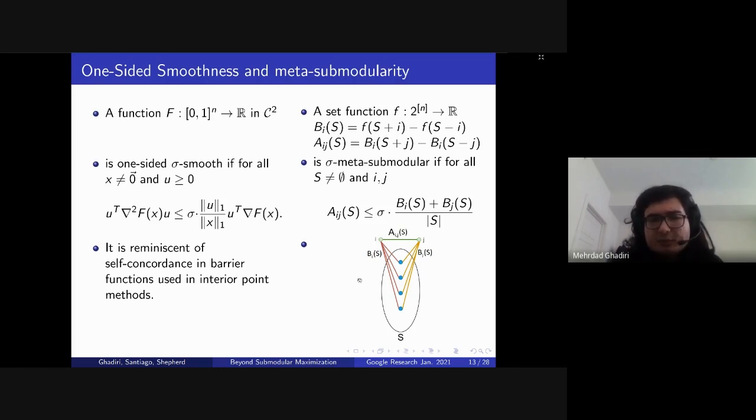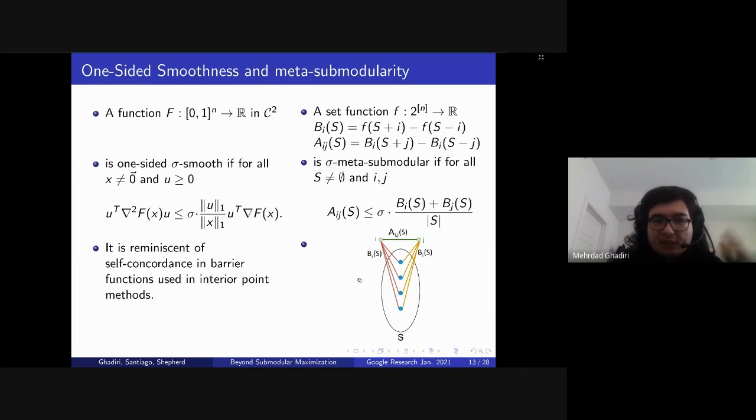On the continuous side, one can see that this definition, that the second order directional derivative is bounded by the first order directional derivative, is kind of reminiscent of self-concordant functions, which are used as barrier functions in the interior point method for convex optimization. Over there, the third order directional derivative is bounded by the second order directional derivative. Here it is the second order bounded by the first order. So there is this connection between these functions and barrier methods as well.